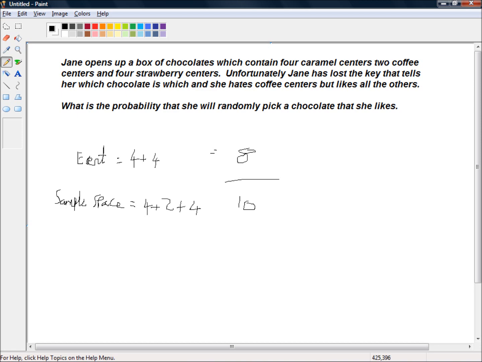So our probability that she picks a chocolate that she likes is 8 out of 10, which again we could express as 0.8 or 80%. Okay, let's do one more.